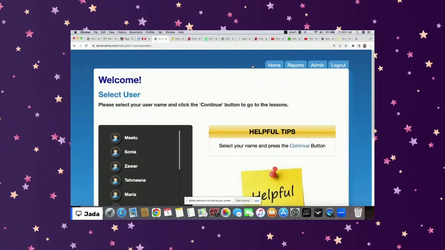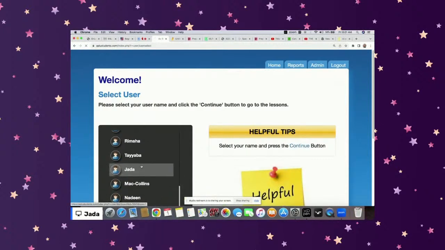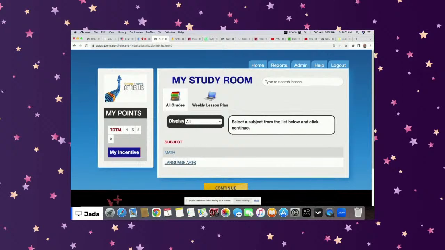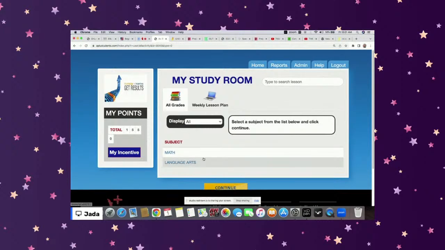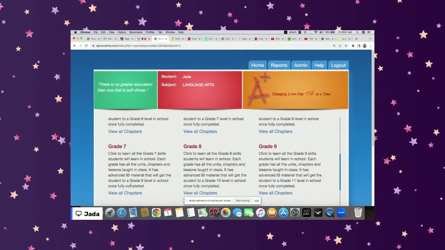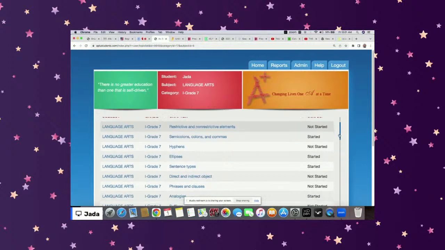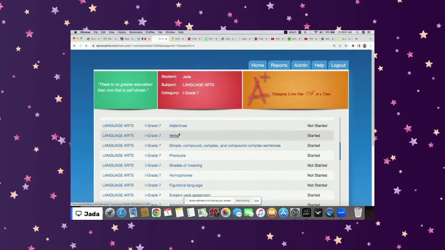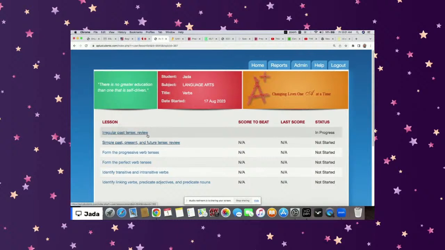Okay, so you log in using aplusstudent.com and then you click on your name, Emily, and language arts. And then we go to grade 7, verbs. So the first three lessons have been completed. If you missed that, you can just scroll down and watch the past videos from the first three. And today we will start from the perfect verb tenses.